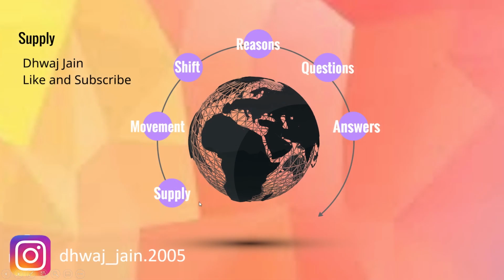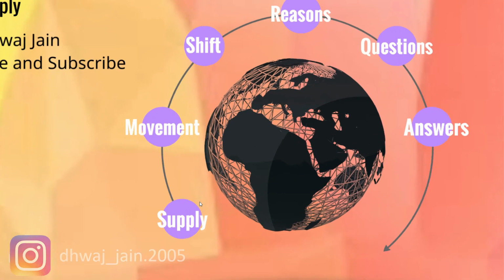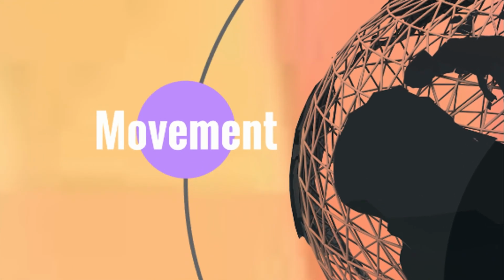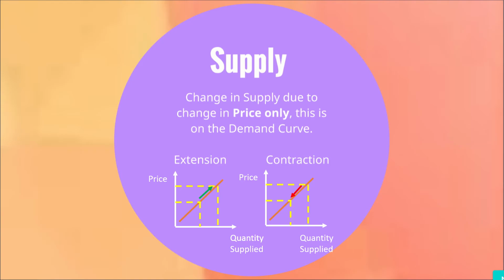So what is movement in the supply curve? There are the same topics as in the demand chapter: movements, shifts, reasons, and all that. So change in supply due to change in price only. If the price changes, then this stuff might happen. I'm really sorry, I have written demand curve, I have to change that. The graphs are correct, only the word demand I have to change.